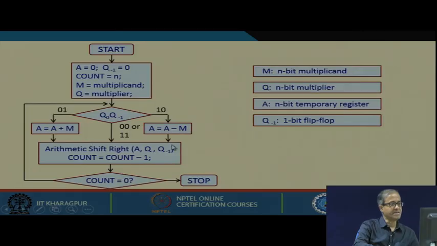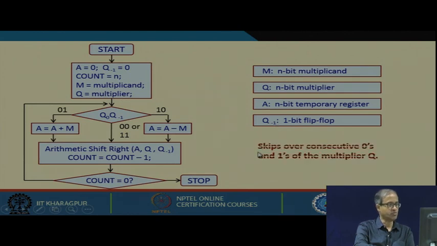And after doing the right shift, A, Q and Q minus 1, decrement the count, it is initialized to n. You check whether you have done all the n times. If it is 0, no. If it is yes, you stop. So the algorithm is fairly simple. So let us work out some examples. As I said, if there are consecutive zeros and ones, no addition or subtractions are needed. So you can skip over those runs of zeros and ones.